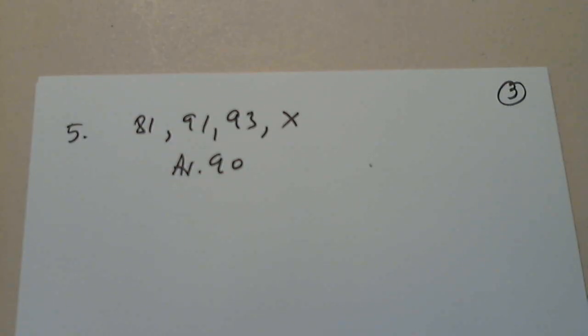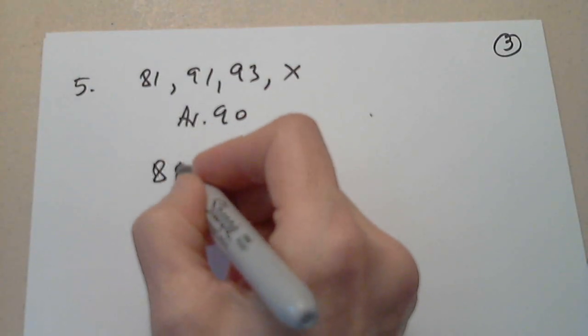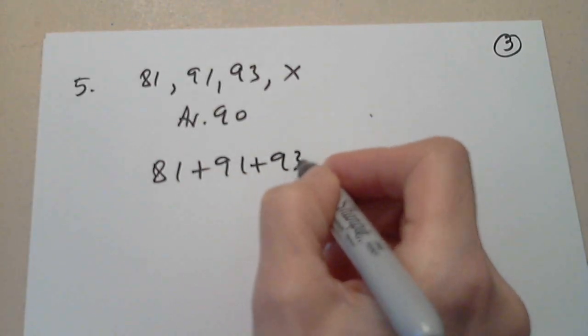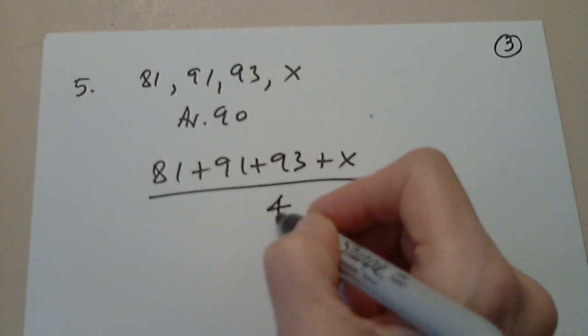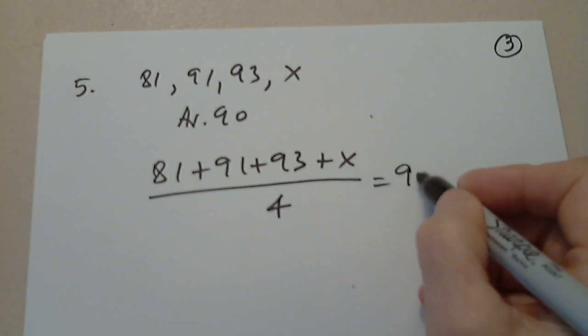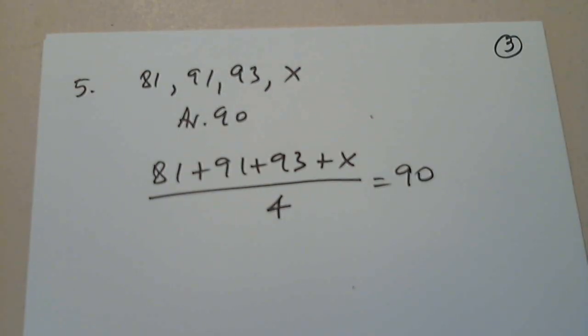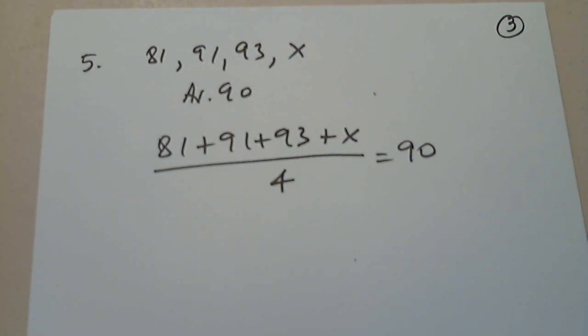Yes, but in parentheses. Yes, I agree. So 81 plus 91 plus 93 plus x, divided by 4, because there are 4 grades, equals 90. Correct. Good. And then you would add the scores together. Yes, so let's add them up. What do you get when we add them up?